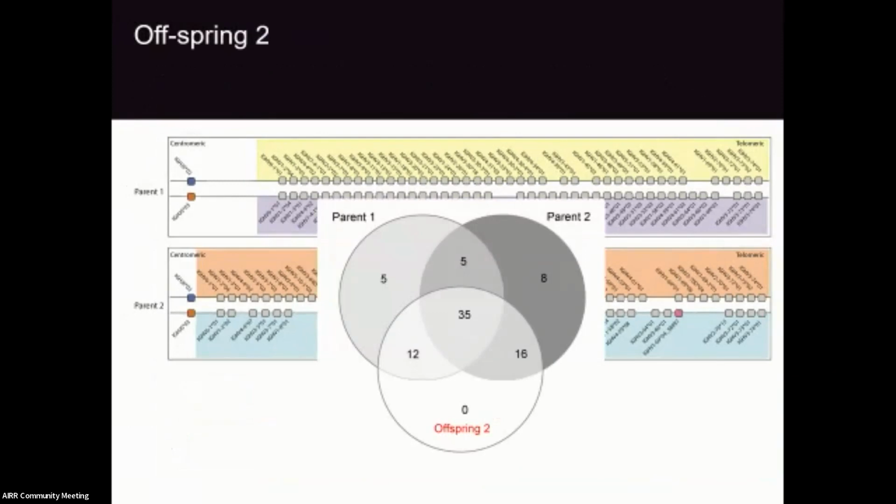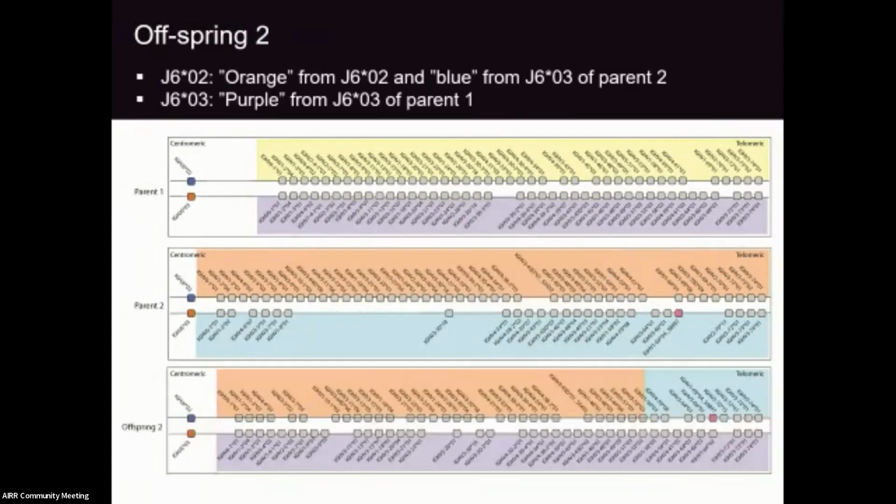When we looked at the next offspring, we again have the 2 parents. We did the sanity check, no alleles in offspring 2 that are not coming from either of the parents. But now we see this pattern, and this is a very clear example that the purple chromosome has been inherited from parent 1. That's the one that we haplotype with J603. But the other chromosome is a mixture of the 2 haplotypes from parent 2. And you can see that this pink 169 allele is present, but the deletion that was present on that blue haplotype is not.